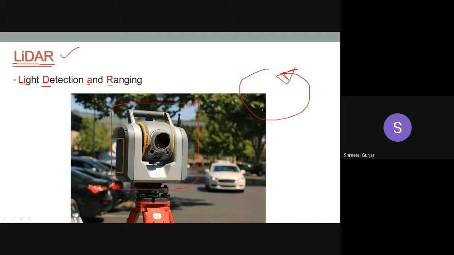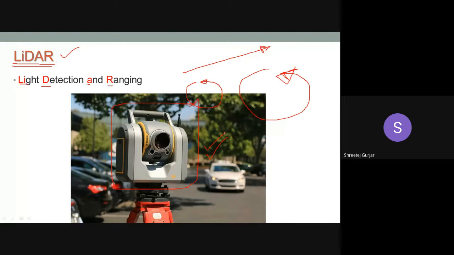It will rotate, take this reading, and give a photo-like reading. You don't have to point it at anything, and you don't have to press any button. Once you start this instrument, it will automatically rotate slowly through 360 degrees, scan the entire area, and give out an output. So this is a lidar instrument, shown on your screen.